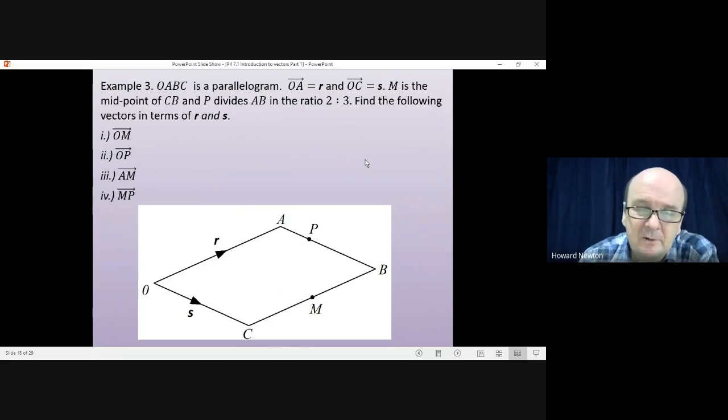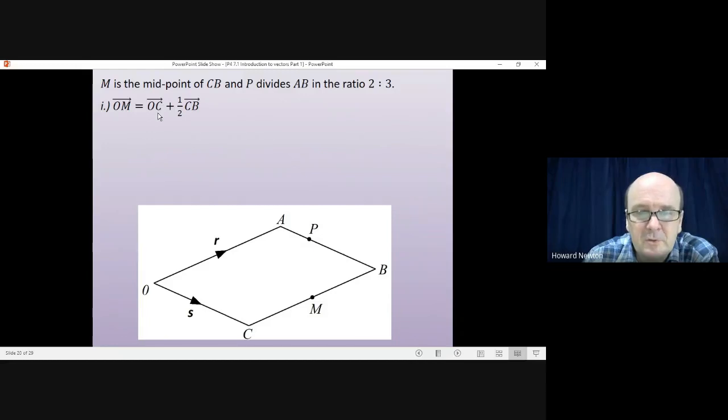Okay, let's have a look. So first of all, the vector from O to M. Well, to get from O to M, I'm going to go, first of all, from O to C, and then I'm going to go from C to M, which is half the distance from C to B. So O to C, that's straightforward enough, that's just S. And then to get from C to M, I need to do a half of CB, which is a half of the vector R. So it'll be S for the first bit, plus a half of R for the second bit.